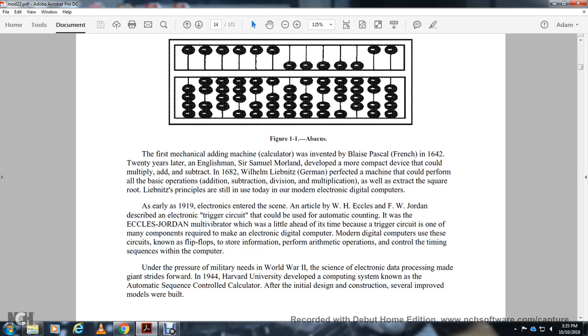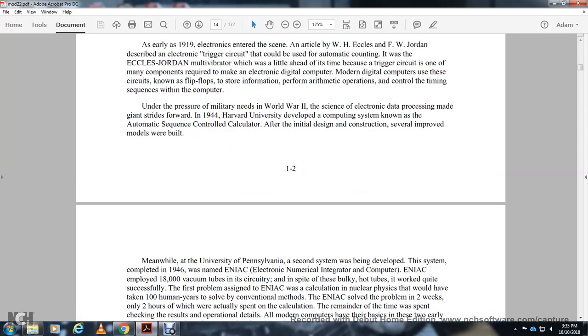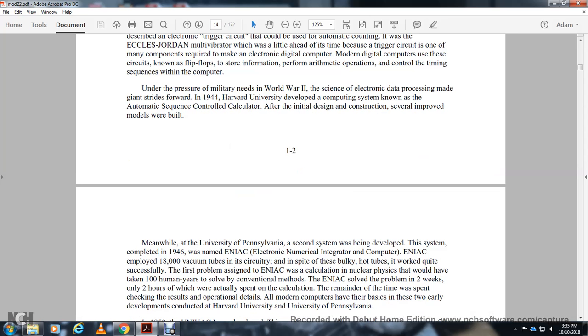Under the pressure of the need of World War II, the science of electronic data processing made giant strides forward. In 1944, Harvard University developed a computing system known as the Automatic Sequence Controlled Calculator. After the initial design and construction, several improved models were built. Meanwhile, at the University of Pennsylvania, a second system was developed, completed in 1946, the Electronic Numerical Integrator and Computer.